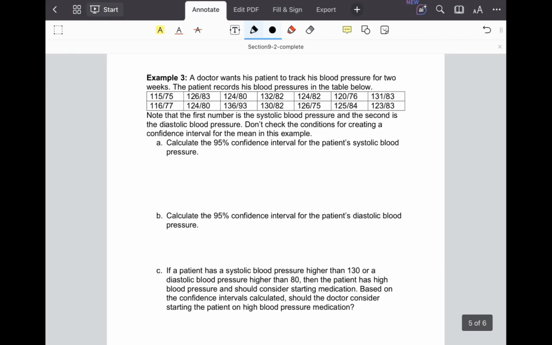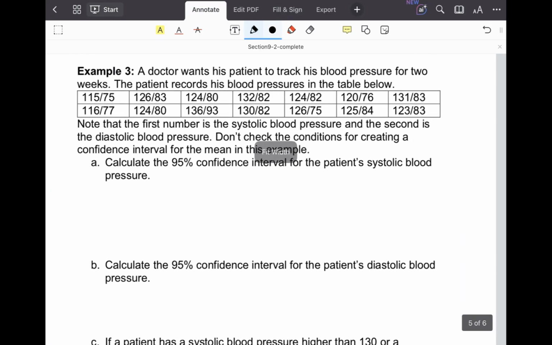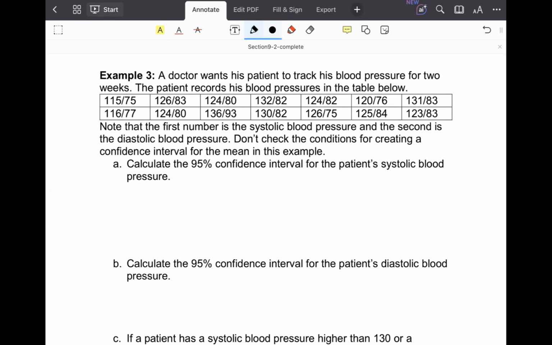But yeah, let's look at this one here. It says that a doctor wants his patient to track his blood pressure for 2 weeks. The patient records his blood pressures in the table below, and we can see those. Note that the first number is the systolic blood pressure, the second is the diastolic, and it specifically says don't check the conditions for creating a confidence interval for the mean in this example.